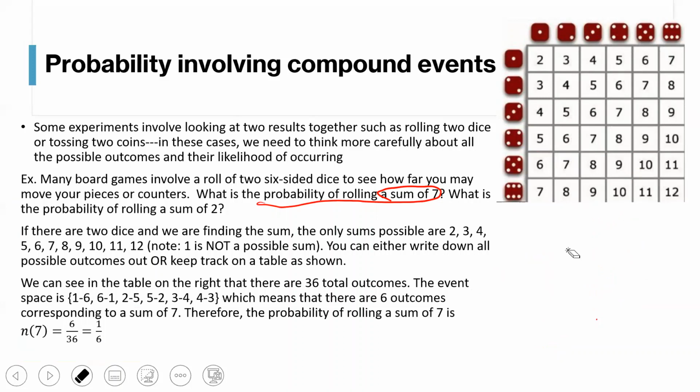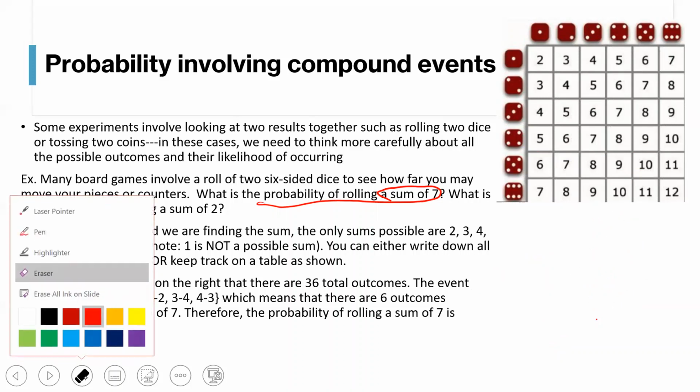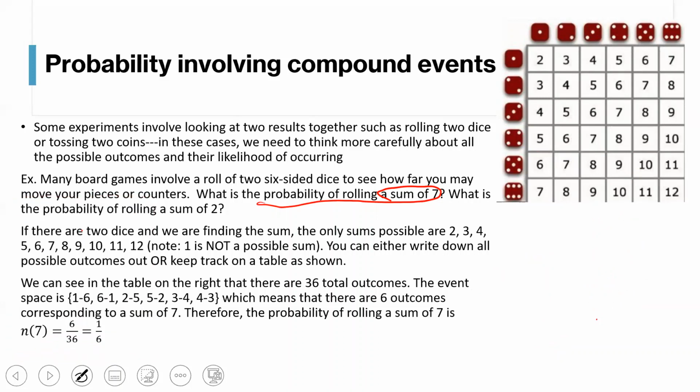Okay, so what we're going to do is go to our table and try to figure out how many of these outcomes add up to 7. So which ones add up to 7? Let's see. We have 1 and 6, which adds up to 7. 2 and 5 adds up to 7. 3 and 4 adds up to 7. 4 and 3 adds up to 7, and so on.